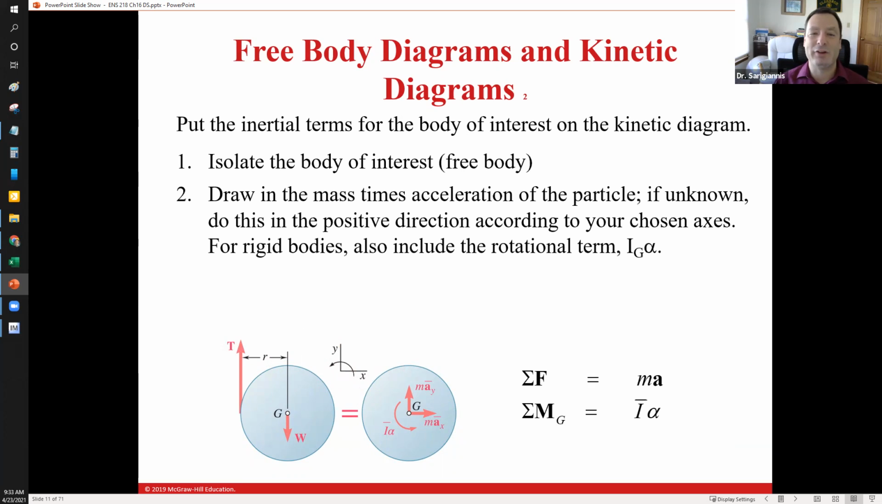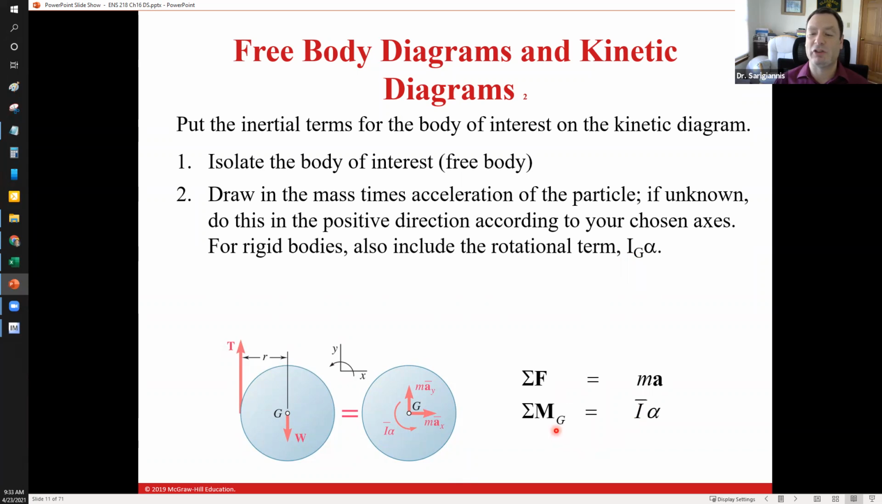Isolate the body of interest again. So now we're looking at, okay, what's the mass times acceleration, right? Let's put those components in. So this wheel, or whatever this is, is going to have a component due to these forces of mass times acceleration in the Y and X direction, right? It's also going to have a rotational component.